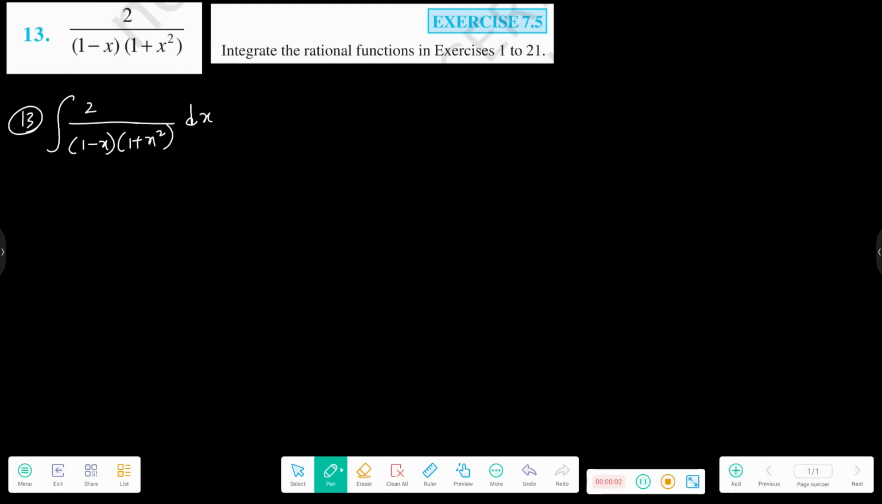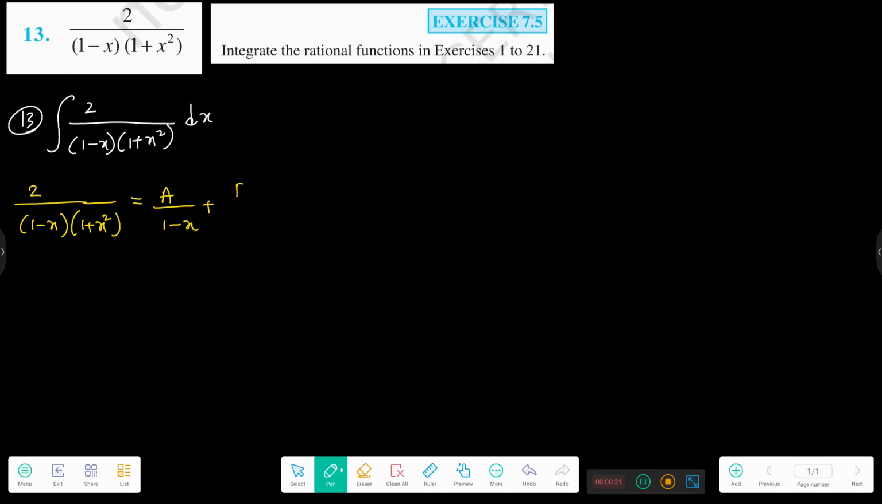Guys, listen. Question number 13 from 7.5. 2 divided by (1 minus x)(1 plus x square), which is equal to, I'm going to write in the form of partial fractions: A divided by 1 minus x plus (bx plus c) divided by 1 plus x square. See, there is a square here, so that only I'm forming a linear term in the numerator.